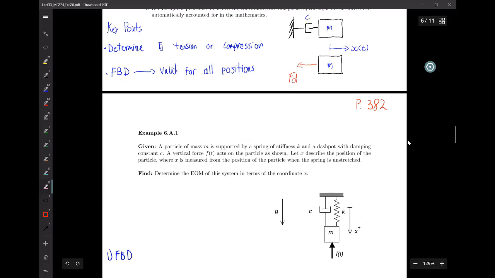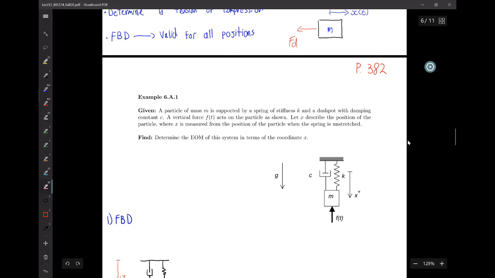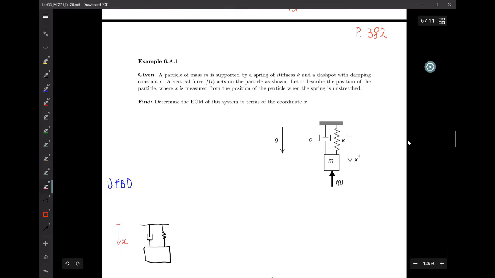So let me show you how this works on a problem. This is the first example. Do you have any questions so far? No? Okay, let's see how this works, and then maybe questions will arise. So we have a system which is the simple mass spring damper system. We refer to this as a mass spring damper system.